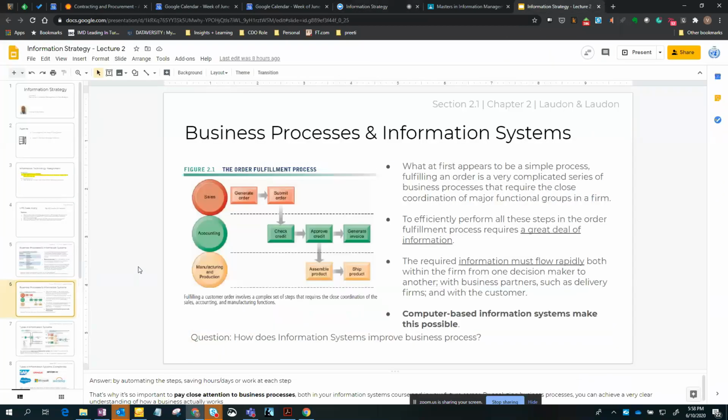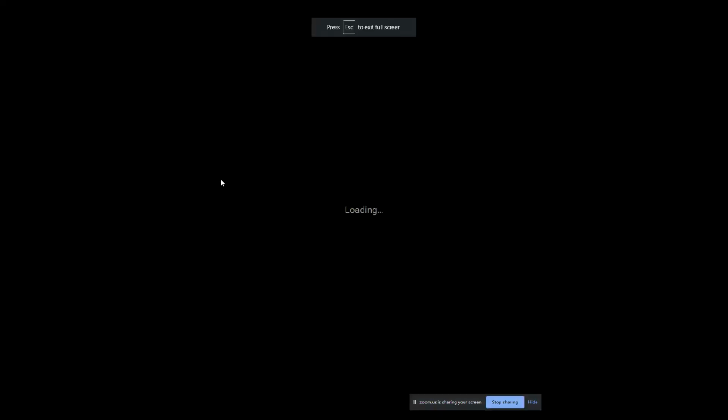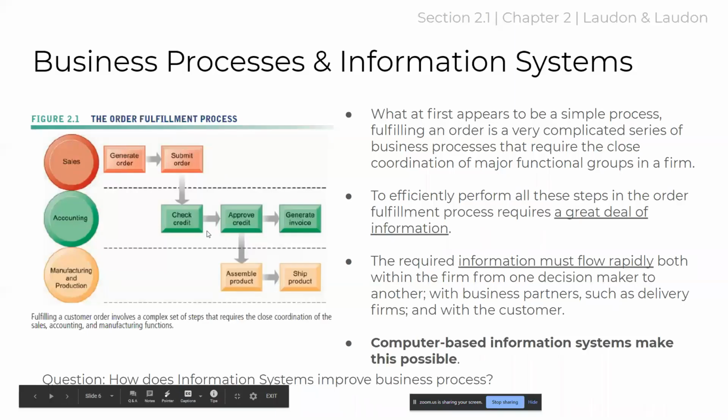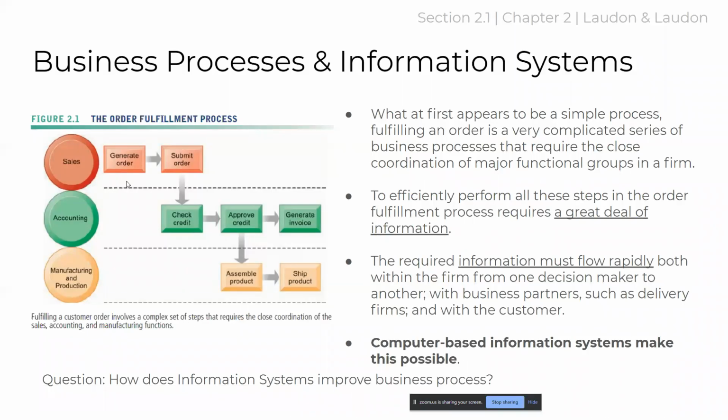Let me go to the next slide. So yeah, once you have a business process, and let me make this full screen, you see here, it's still loading. Yeah, you see here, this is an example of a business process, and this is how it actually needs to be written. It cannot just be like, oh, we do step A and then step Z is done automatically.